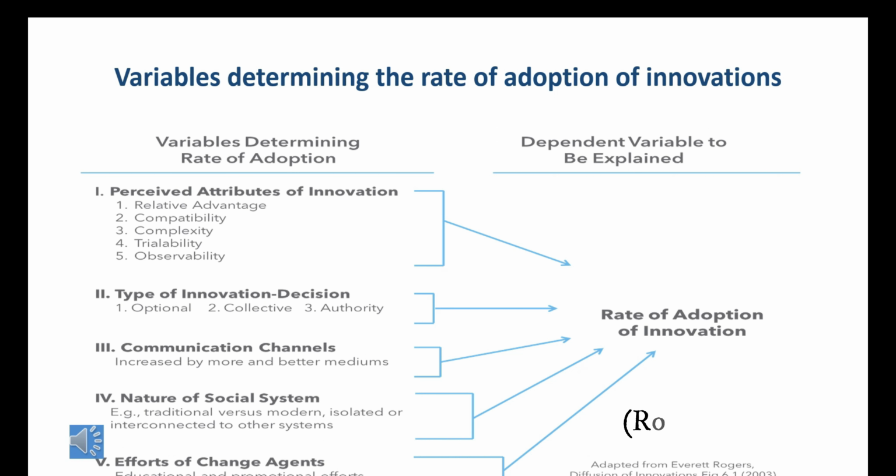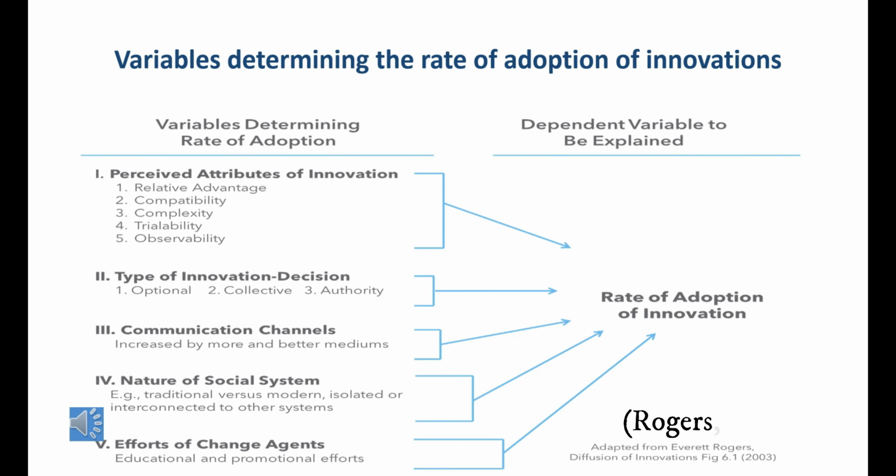Although the graphic does not look quantitative, it is actually a user-friendly presentation of a multivariate regression model. The left column of the graphic lists 5 groups of variables that influence the rate of adoption of an innovation. The rate of adoption is the dependent variable, which is listed in the right column. The rate of adoption is a dependent variable because its value depends on the value of the other variables. In the parlance of statistics, the other variables are called independent or predictor variables.